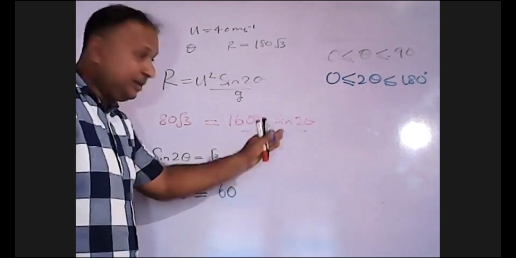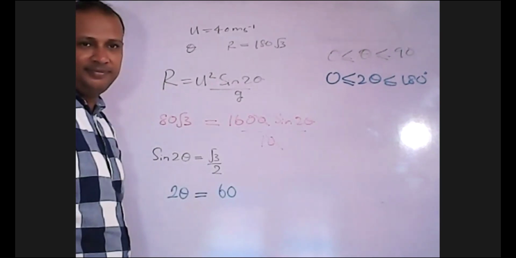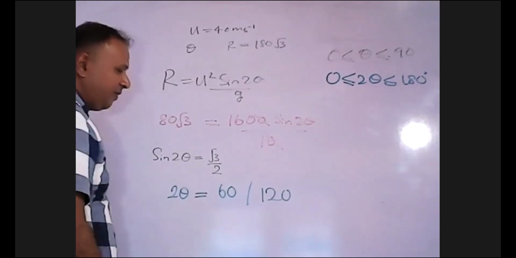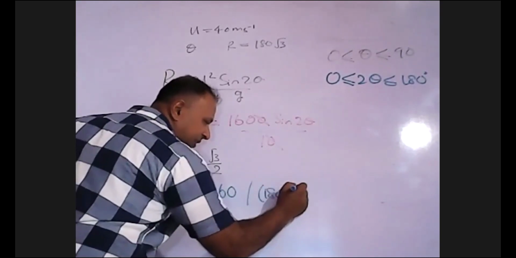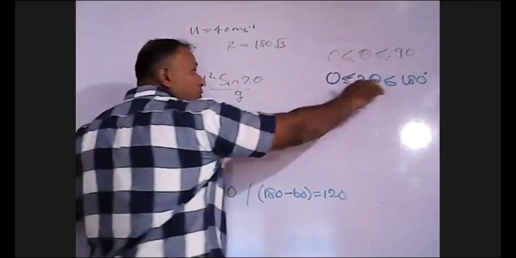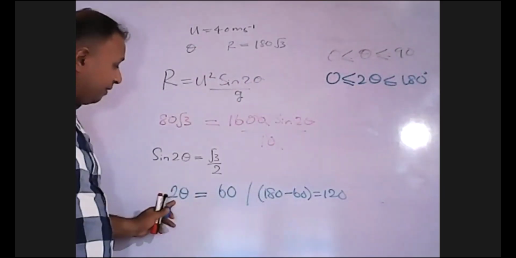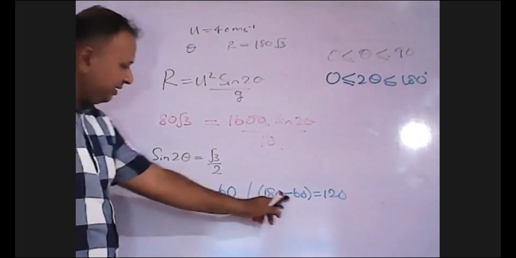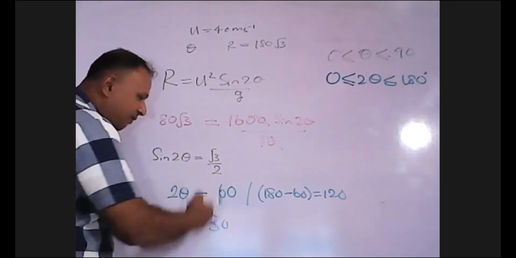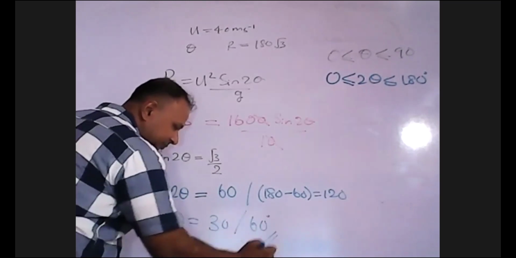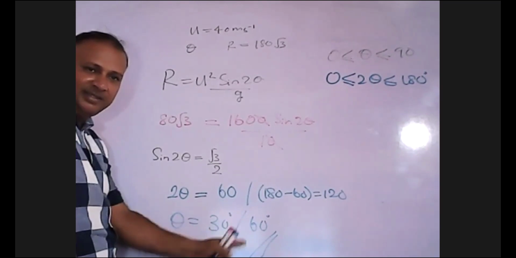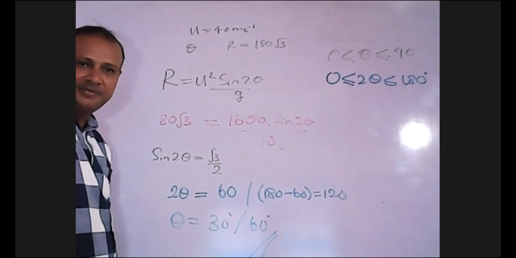Because sin theta and 180 minus theta both are equal. Therefore 2 theta is equal to 60 as well as 120. 120 means 180 minus 60, which is equal to 120. Therefore, because 2 theta is in between 0 to 180, we can have these two values: one is 60, the other one is 180 minus 60. Therefore, theta is half of this: 30 or 60. Therefore, there are two angles with the same range. One is 30 and one is 90 minus 30, which is equal to 60.